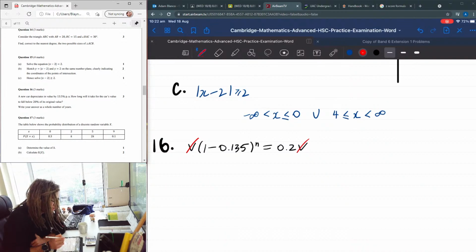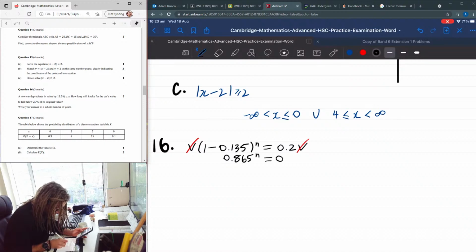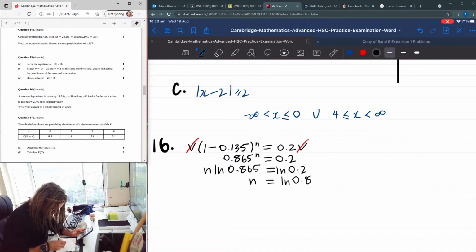And then I'm going to have to take a log, aren't I? Let me just tidy this left-hand side up. 1 minus 0.135 is 0.865. So 0.865 to the power of n equals 0.2. Then log or ln 0.865, n comes out the front. n equals ln 0.2 over ln 0.865.